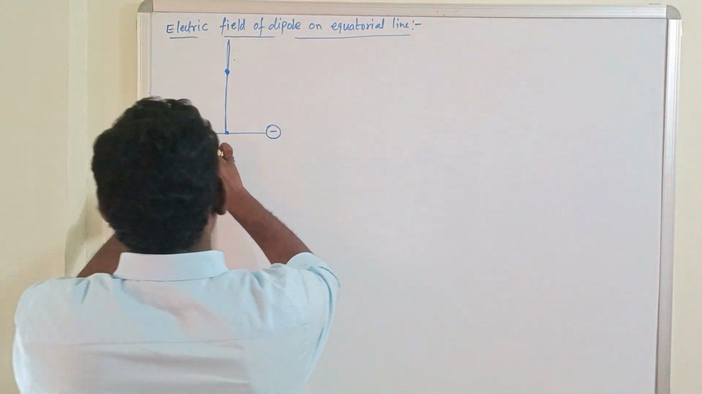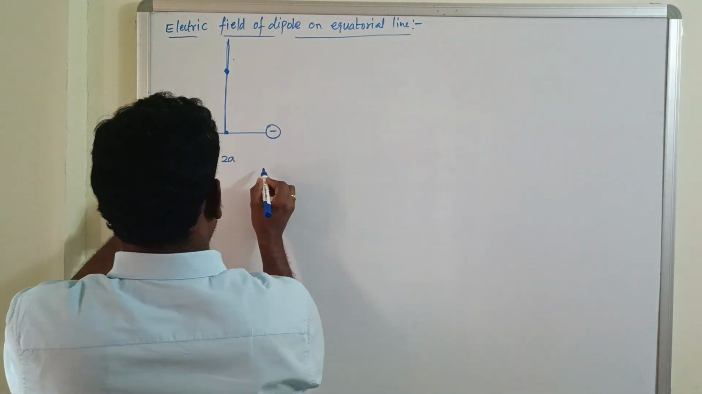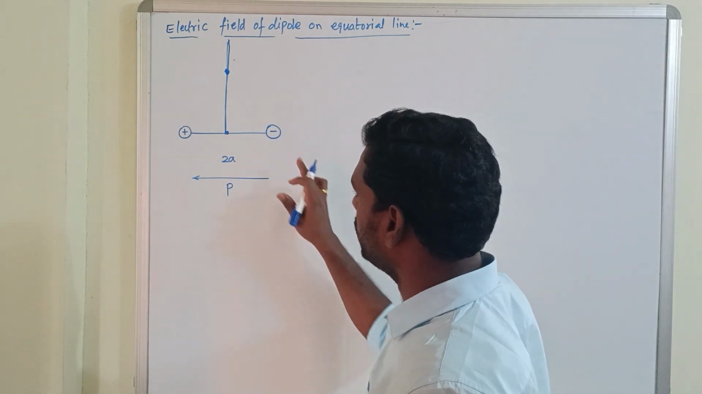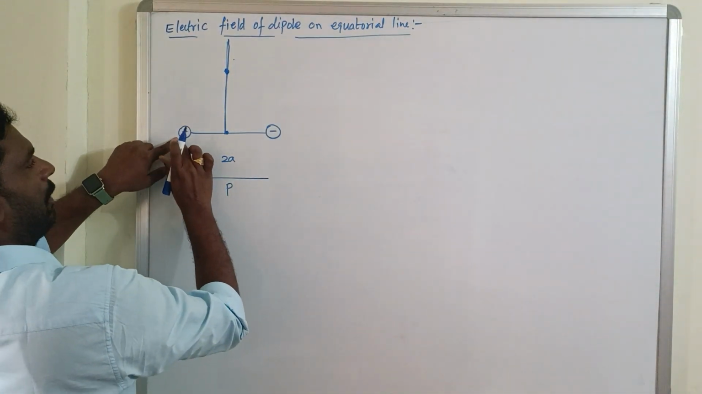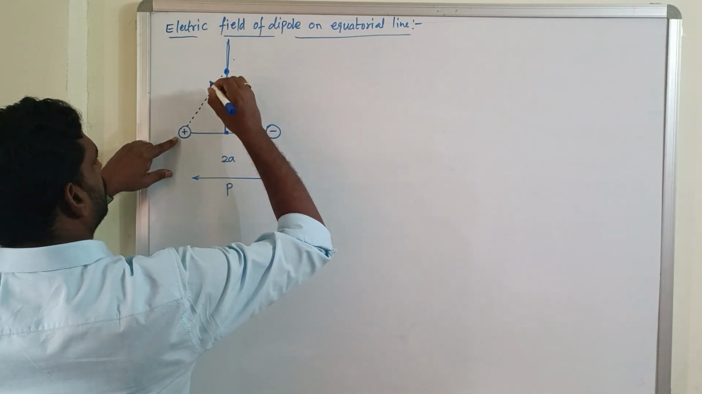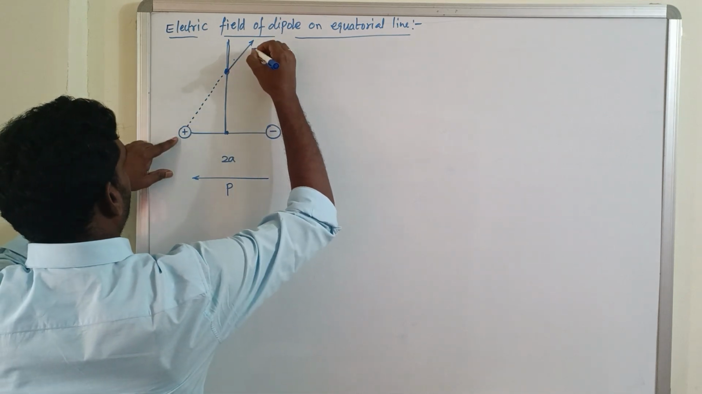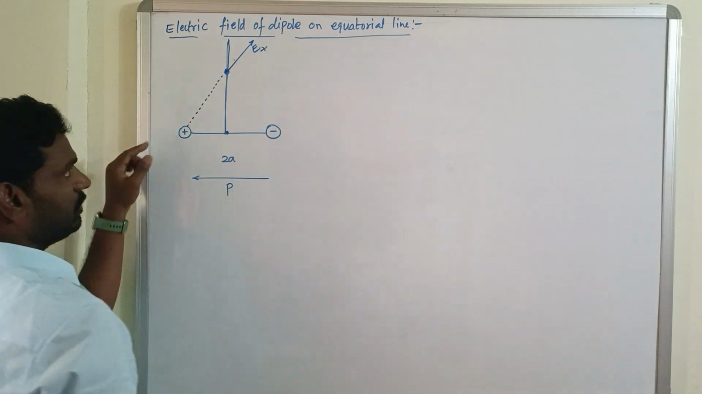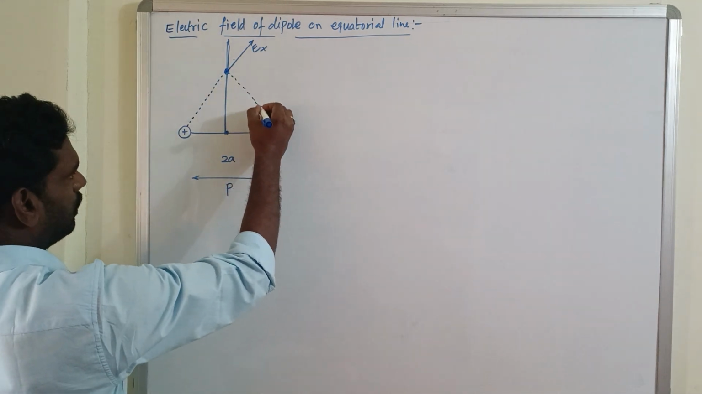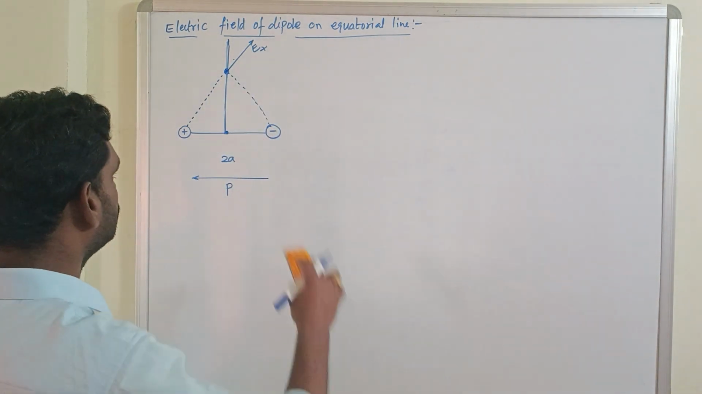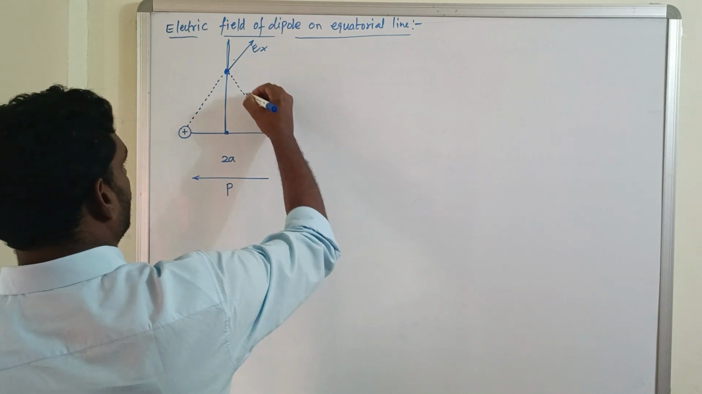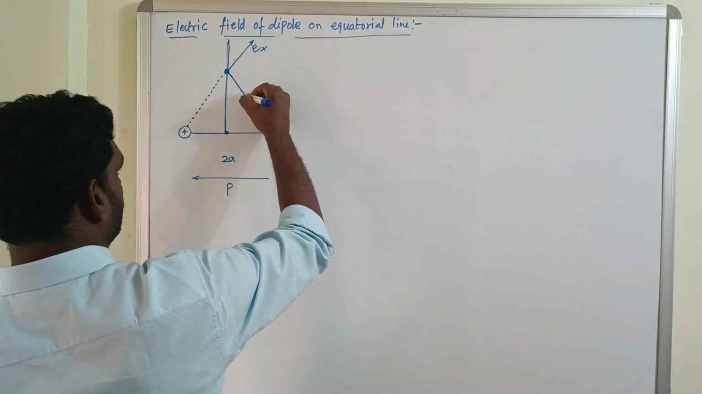Right, electric field due to positive charge at this point, you find it. And we know this is the direction of dipole moment P, the dipole moment direction, from negative to positive charge. So, the electric field due to positive charge at this point lies in this direction. Right, and the electric field due to negative charge is in this direction.